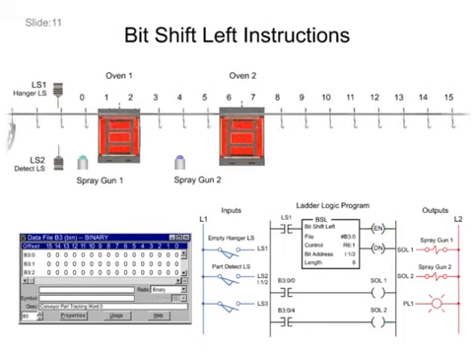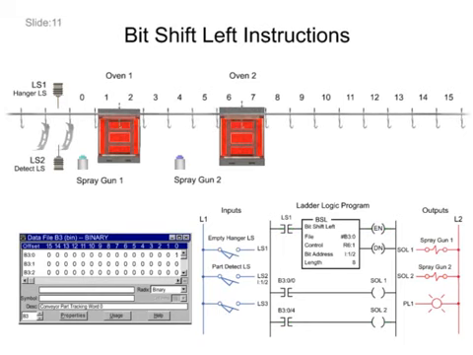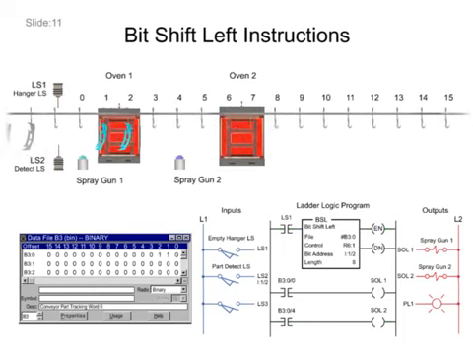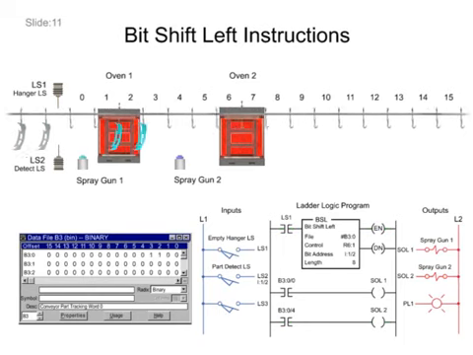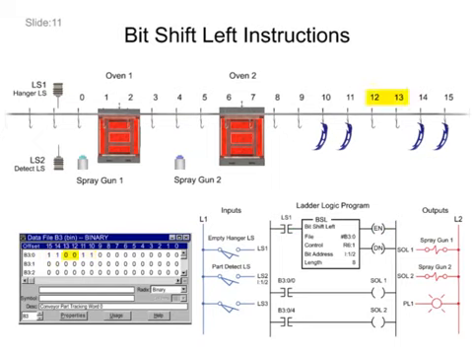The bit shift left instruction is further illustrated by loading the conveyor in varying batch sizes. Adding two parts loads a pair of logic 1s into the array as they trigger LS1 and LS2 simultaneously. Leaving two empty hooks, two logic 0s are shifted left.